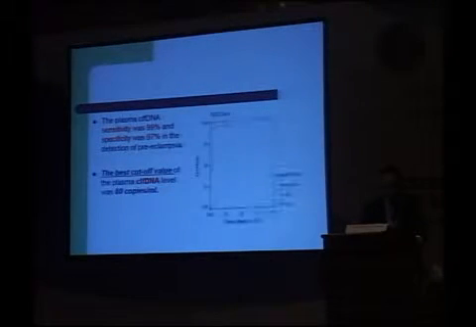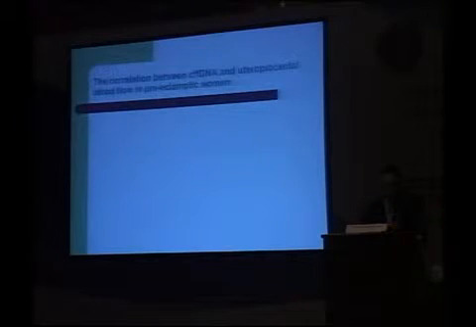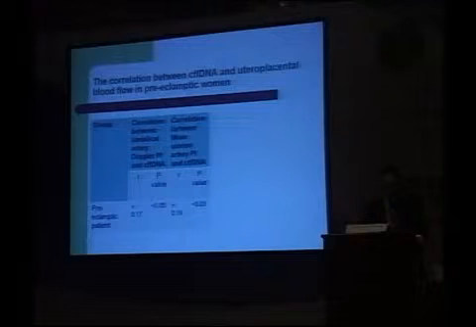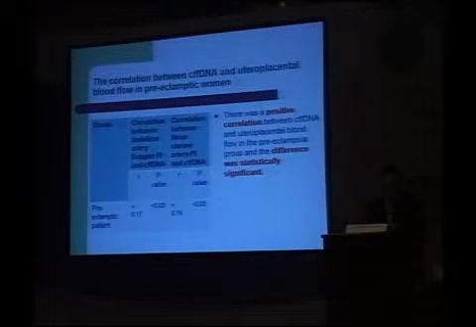According to the ROC curve, we found that the plasma cell-free fetal DNA sensitivity was 99% for detection of preeclampsia, and specificity was 97%. The best cutoff value during the third trimester was 80 copies per milliliter. According to the correlation between cell-free fetal DNA and uteroplacental blood flow, we measured the umbilical artery PI and mean uterine PI. And we found that there are positive correlations, and the difference was statistically significant.